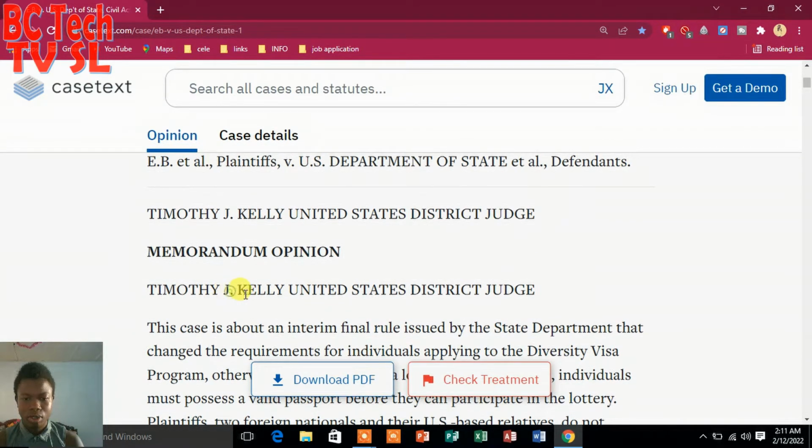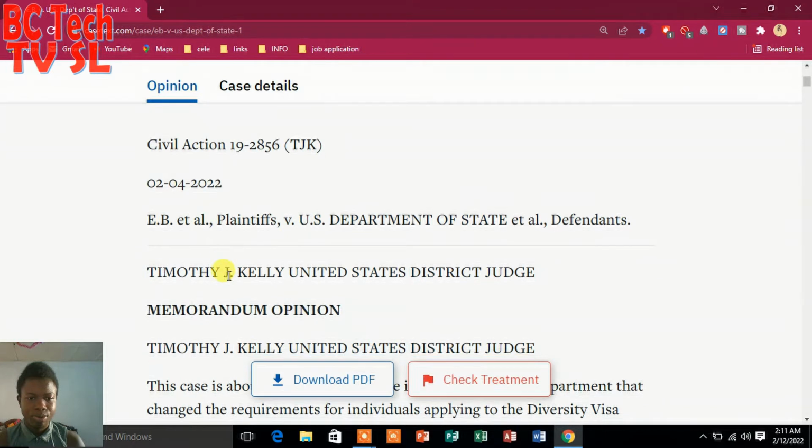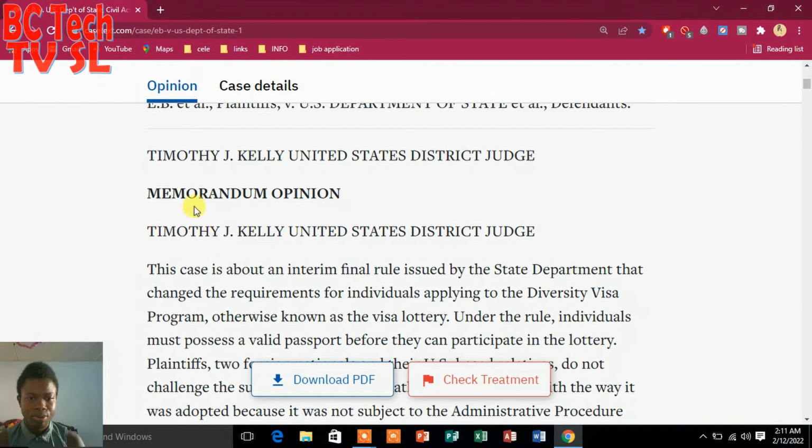The next step, let's start from the beginning here. Memorandum Opinion. This is Timothy J. Kelly, United States District Judge. The case is about an interim final rule issued by the State Department that changed the requirements for individuals applying to the diversity visa program, otherwise known as the visa lottery.